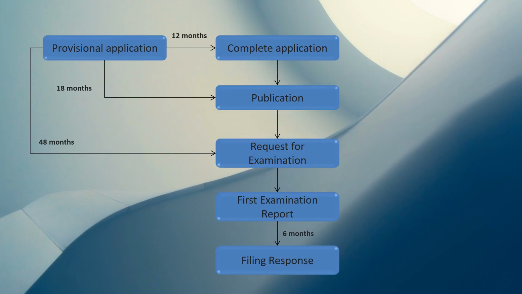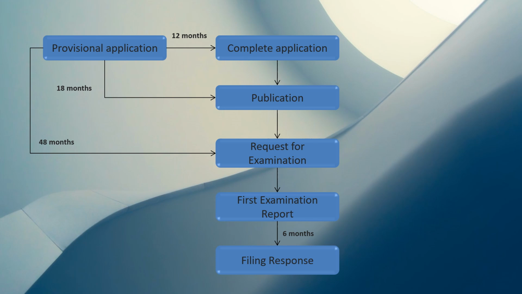So the process of patent registration starts with filing of the patent application. Now, as per the Indian Patent Office, there are two ways to file a patent application. One is the provisional application and the other is the complete application. Now, let's understand the difference between a provisional application and a complete application.